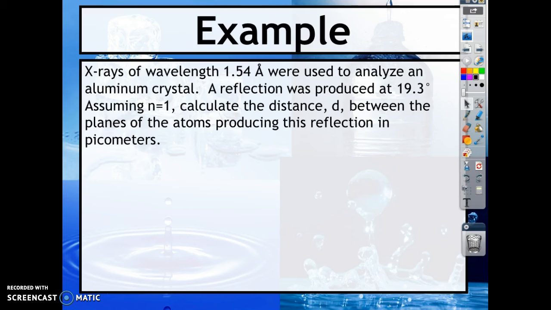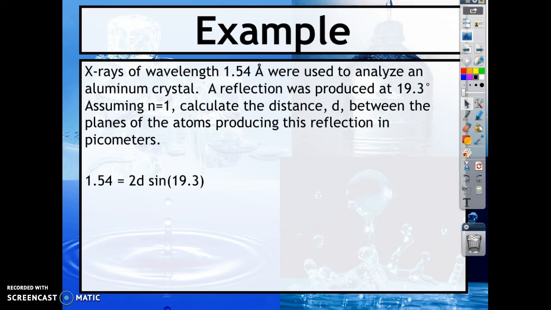We have these x-rays, they have this wavelength of 1.54A, and we analyzed an aluminum crystal with it. It gives us our reflection angle, and it gives us our N. Calculate the distance between the planes of the atoms producing this reflection. It says in picometers. So what we're going to do here is just plug into our equation. Our 1.54 was on the left because that is our wavelength, and our N would be 1, so we left it out of the equation here.